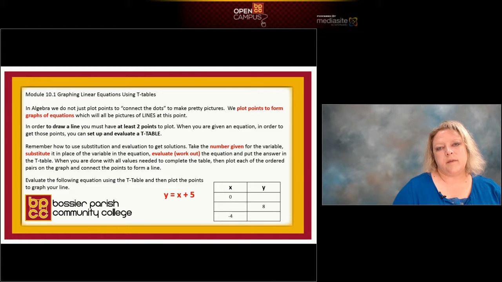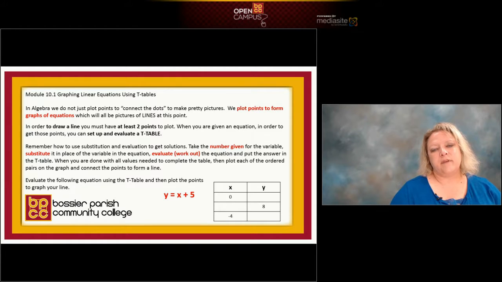And it's called a t-table mainly because when you look at it, the way people draw it, sometimes it looks like a lowercase t. But that's neither here nor there. In algebra, we don't just work things out to get answers to ordered pairs, plot points. Why do we plot points? We're not going to plot points just to connect dots and make cute little pictures, although they are nice. We use that to interpret and get a visual representation of the equations that we like to solve.